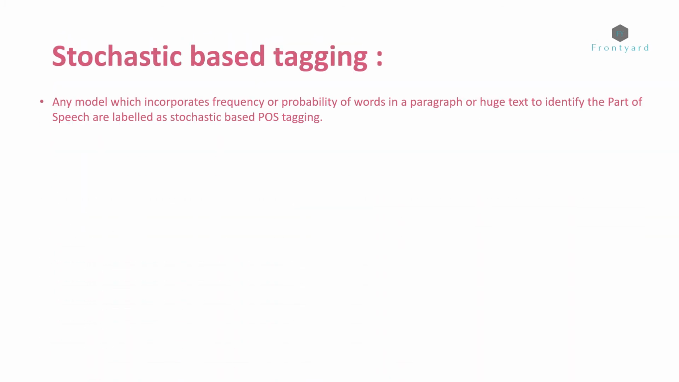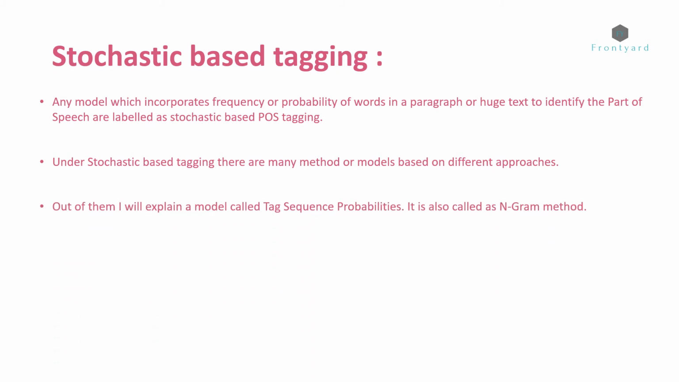Stochastic based tagging. Any model which incorporates frequency or probability of words in a paragraph or huge text to identify the part of speech is labeled as stochastic based POS tagging. After a few minutes, I will explain this with an example. Under stochastic based tagging, there are many methods or models based on different approaches. Out of them, I will explain a model called tag sequence probabilities. It is also called the n-gram method.